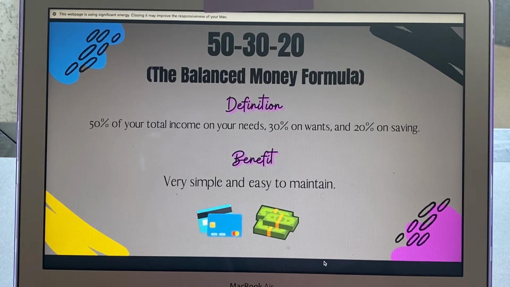The next budgeting method we have is the 50-30-20. So that's 50%, 30%, and 20%, also known as the balance money formula. That's 50% of your income goes to the needs, 30% goes to wants, and 20% goes to savings. The benefit of this is it's very simple, easy, and straightforward to manage.